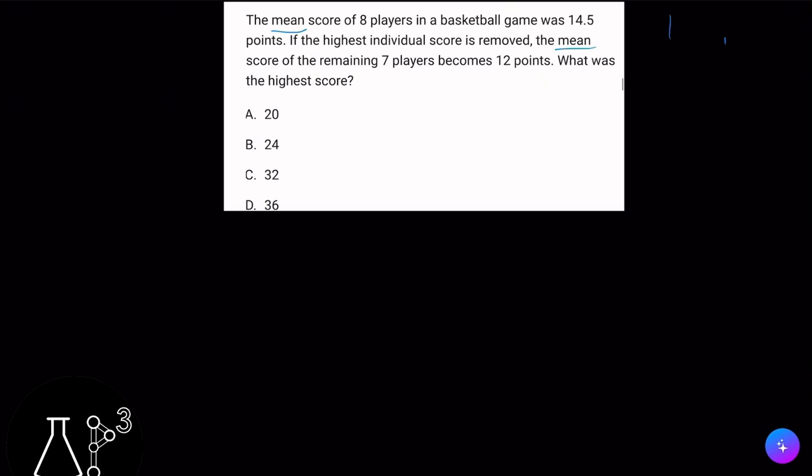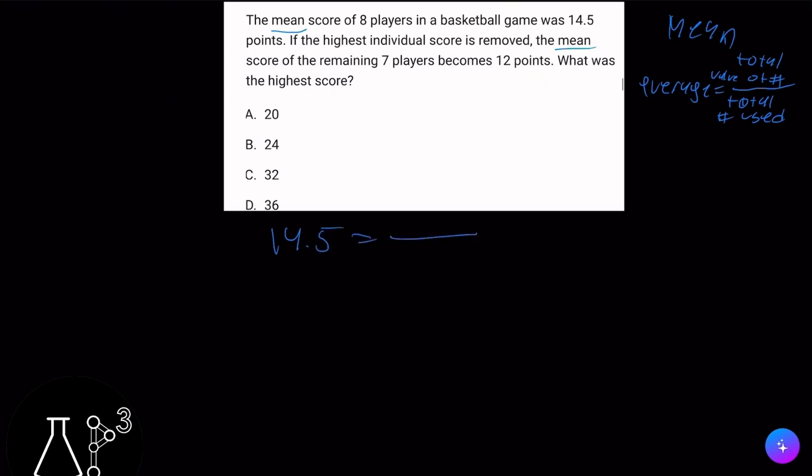Remember, mean is the average: the total value of numbers divided by the total numbers used. So we're given that the mean of 8 players is 14.5. So the mean or the average is 14.5, which equals the total number of points scored over the amount of players, which is 8. And if you multiply 14.5 by 8, you get 116.